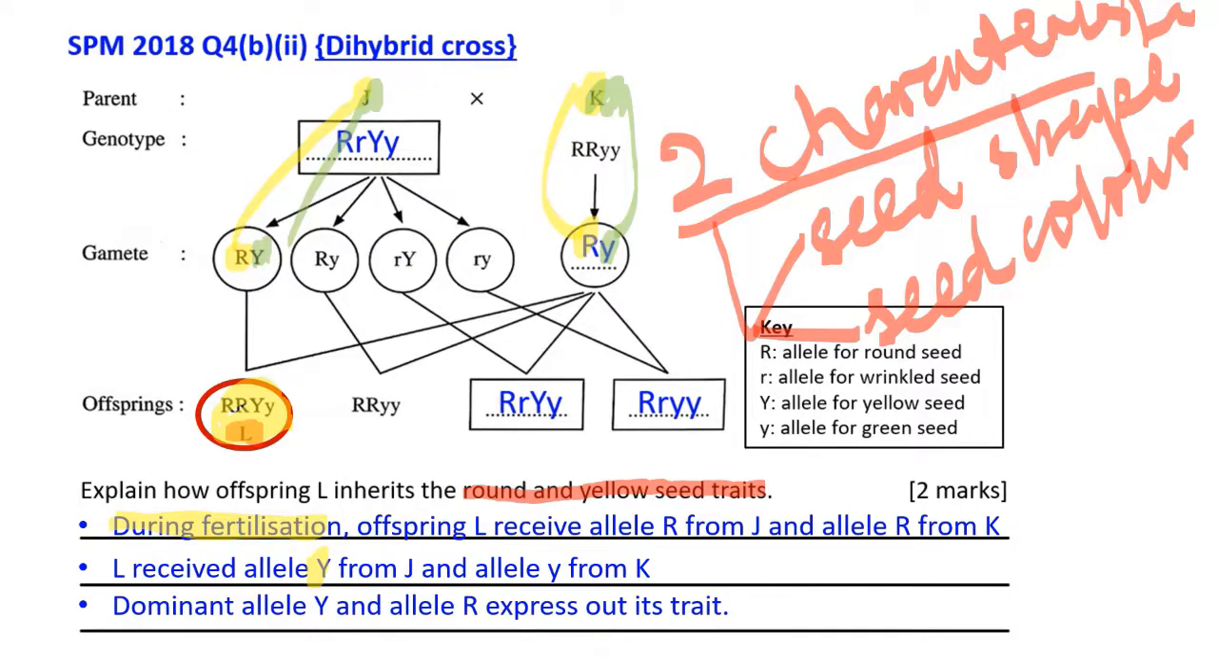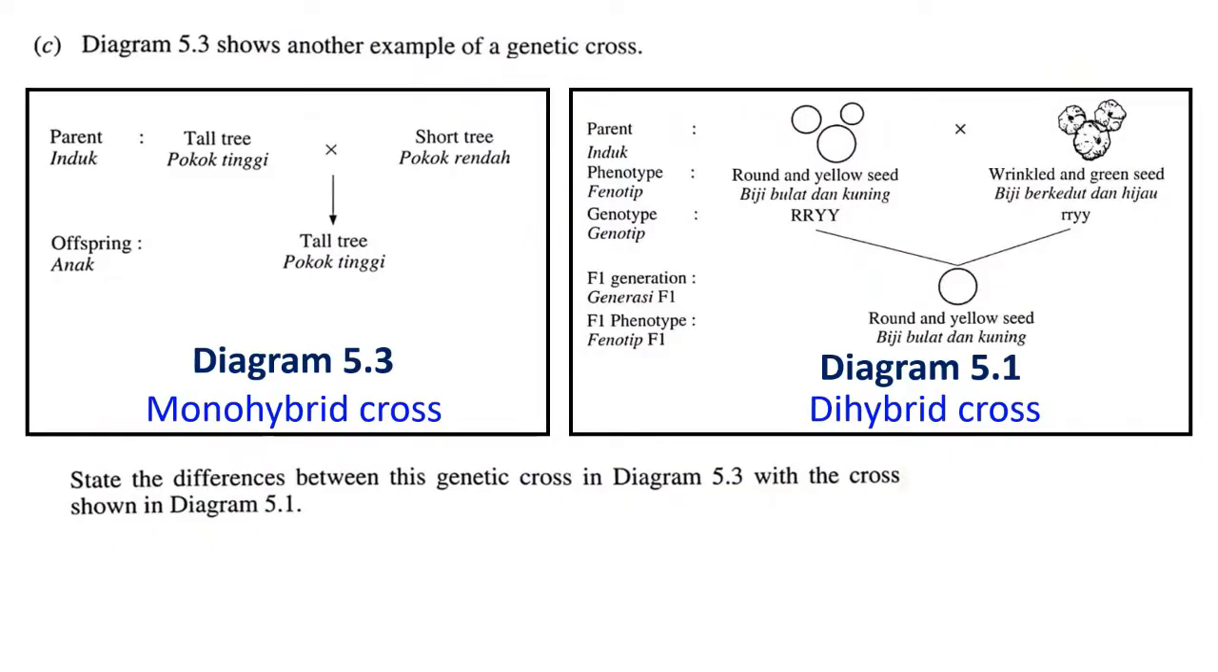Then why is it yellow and brown? Because dominant allele Y and dominant allele R will express their traits. So this is the answer for this question. Next question. Diagram 5.3 shows another example of a genetic cross. State the differences between the genetic cross in diagram 5.3 and the cross shown in diagram 5.1.